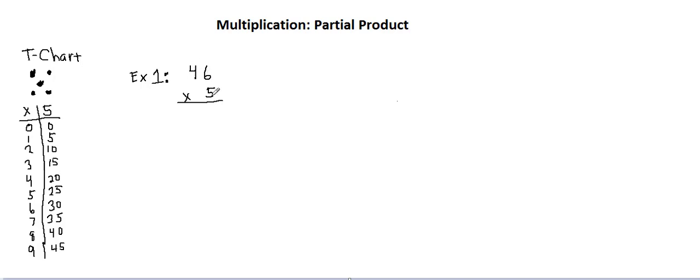And we're going to multiply that times 5. Okay, I already have my t-chart here, so I'm going to do 5 times 6. 5 times 6 is 30. Okay, and we write down the 30. We don't have to carry anything over up here. We just write down the 30. And now we look at 5 times, and here it's not 5 times 4, it's 5 times 40.